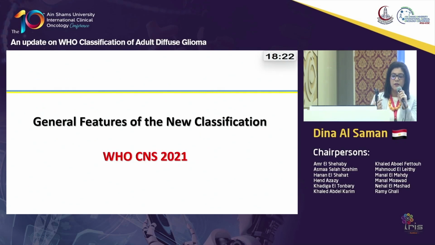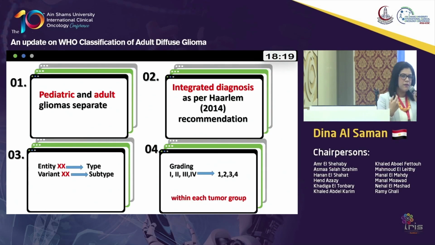And for now, let's see the general features of the new classification and what they have developed or updated. Firstly, they separated the adult and the pediatric diffuse gliomas. They emphasized more the idea of integrated diagnosis as per Haarlem 2014. They replaced the term entity with type, and the term variant with subtype. They also replaced the Roman numerals of grading with Arabic numerals for grades 1, 2, 3, and 4 within each tumor group. And I'm stressing this point, within each tumor group, because the grading is relevant within a tumor group and not across different groups.